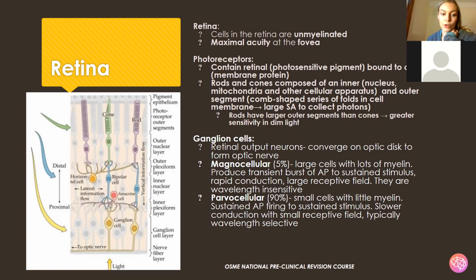And I think there are a few ways of remembering which one's which. I remembered that the sustained action potential firing would be sort of the slower response. I think that is probably a good way to think about it.